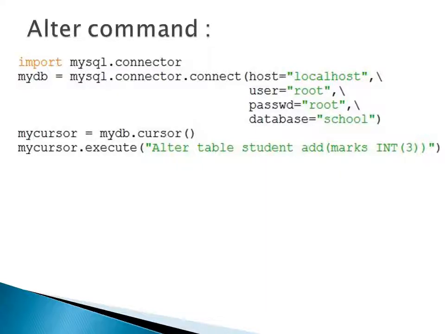Our command or query is alter table. So we will alter our table student and we will add one more column whose name is marks, and data type is int and size of column is 3. Then a new column will be added in our table student, and this table is in our database school.